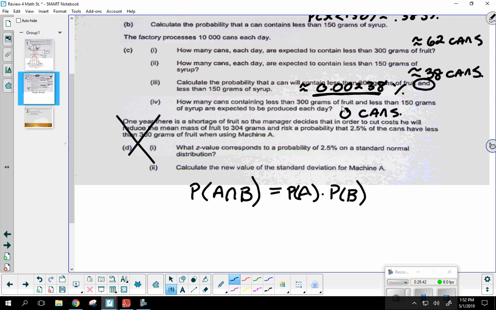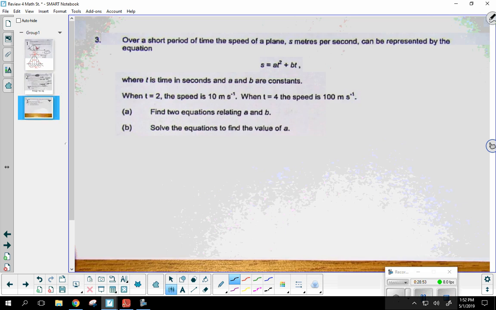Okay, questions. How we doing? All right. Eli, we feeling better about review 4? Yes. Okay. And then this last one here, just get back to basics pretty much, just a good old algebra problem. It says over a short period of time, the speed of a plane s meters per second can be represented by the equation s equals at squared plus bt, where t is the time in seconds and a and b are constants. When t equals 2, the speed is 10 meters per second. When t equals 4, the speed is 100 meters per second. Find 2 equations relating a and b.